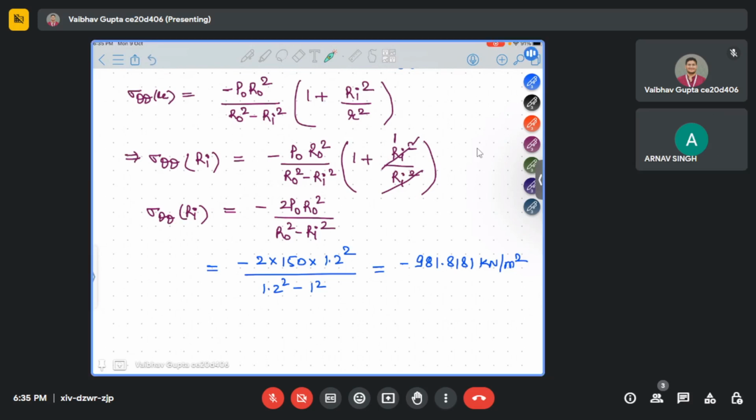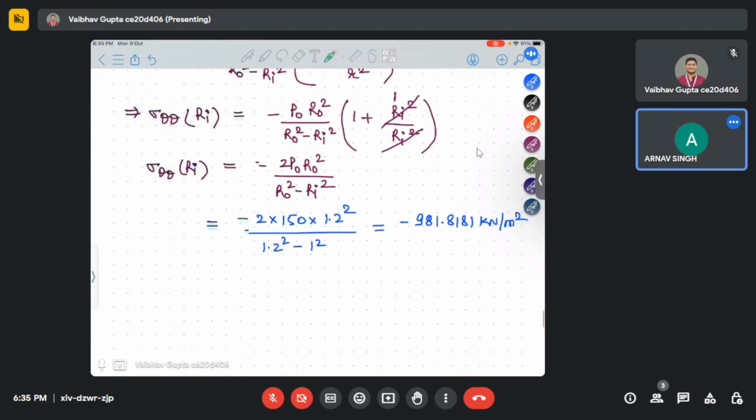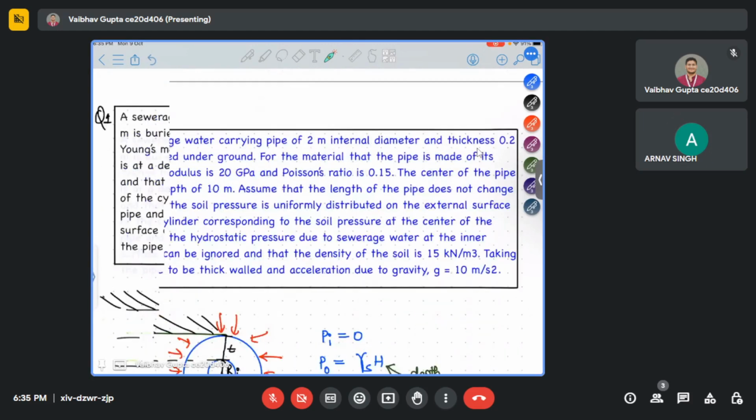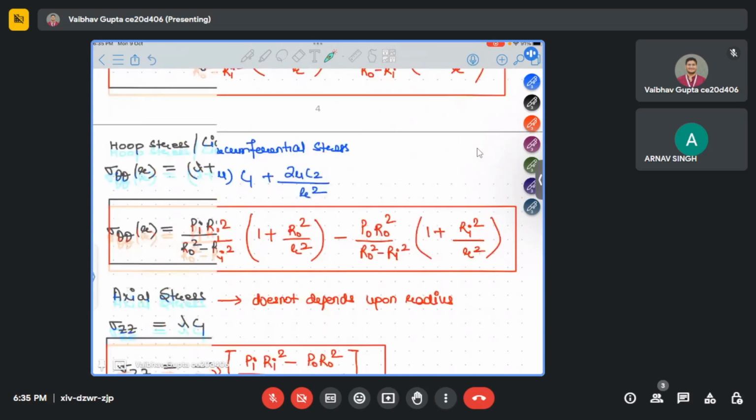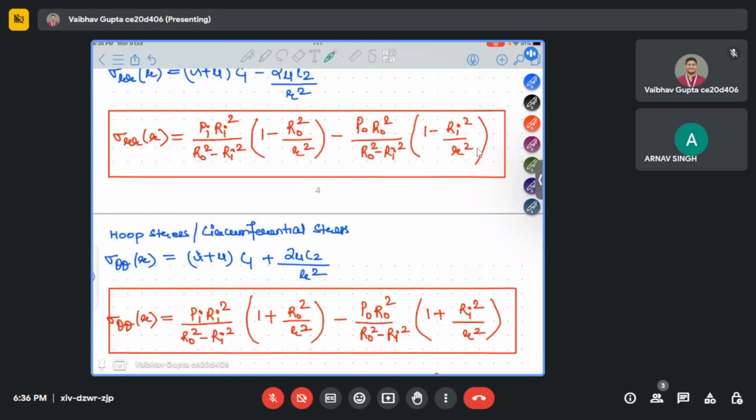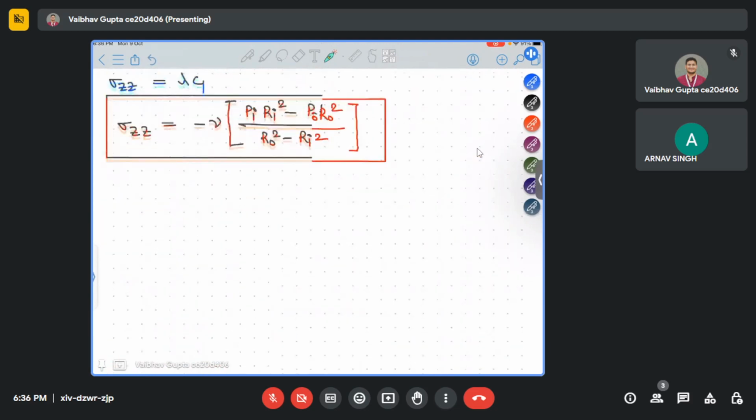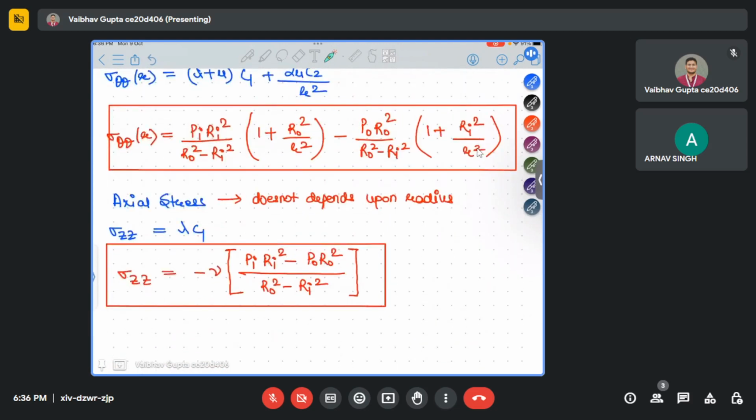See, if you cut these two things, you will get 1. Okay, sir. 1 plus 1, you will get 2. Understood? Yes, sir. Okay. So, see, once you remember this generic formula, you can solve any problem in pressure vessels. This is very simple. You just need to put what is there and what is not there.